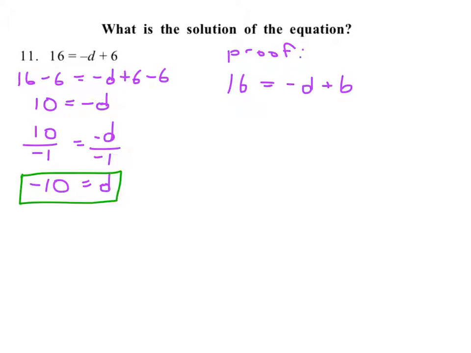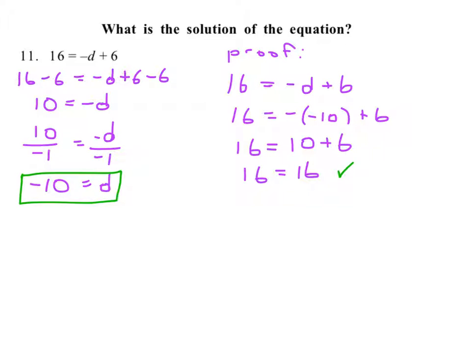plus 6, and we substitute the value in. 16 equals negative parentheses negative 10 plus 6. 16 equals, what's the negative of negative 10? Well, negative of a negative is positive, so 10 plus 6. 16 equals, what's 10 plus 6? It's 16. Same thing on both sides, checks out. Good, that's the solution.